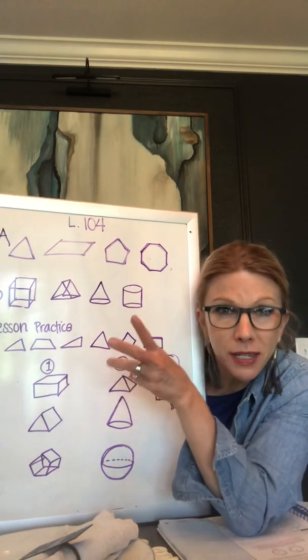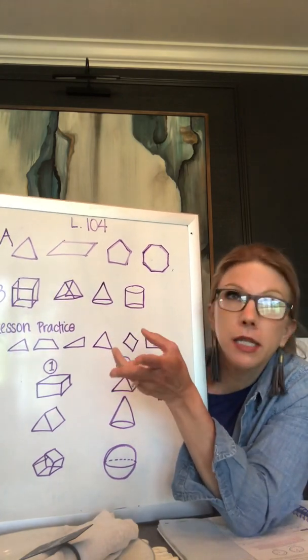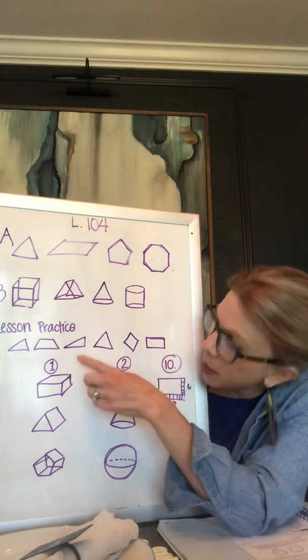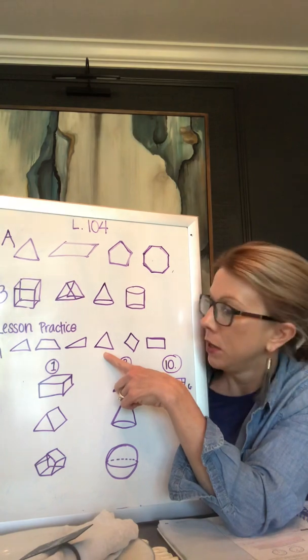Because all three of his sides are different lengths, that's the scalene. Equilateral: everything's equal and exactly the same. Let me see if I have it. Yeah, this one kind of looks like an equilateral triangle.